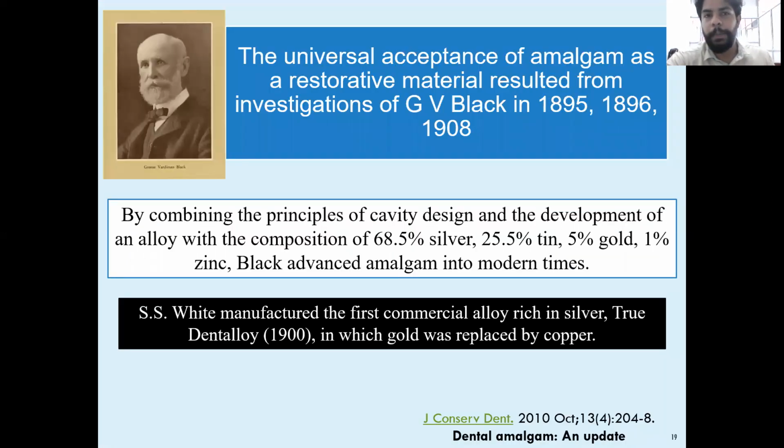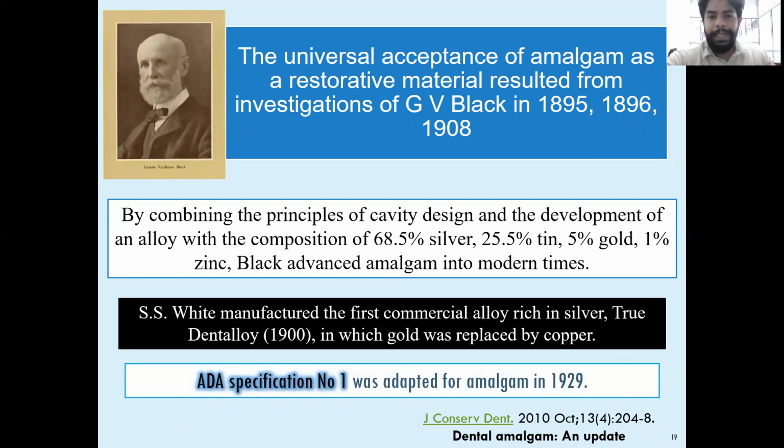The universal acceptance of amalgam as a restorative material resulted from investigations of G.B. Black in 1895, 1896, and 1908. By combining the principles of cavity design and the development of an alloy with the composition of 68.5% silver, 25% tin, 5% gold, and 1% zinc, Black advanced amalgam into modern times. S.S. White manufactured the first commercial amalgam alloy, which is rich in silver. True Dent alloy was manufactured in 1900, in which gold was replaced by copper. The ADA specification number 1 was adopted for amalgam in 1929.